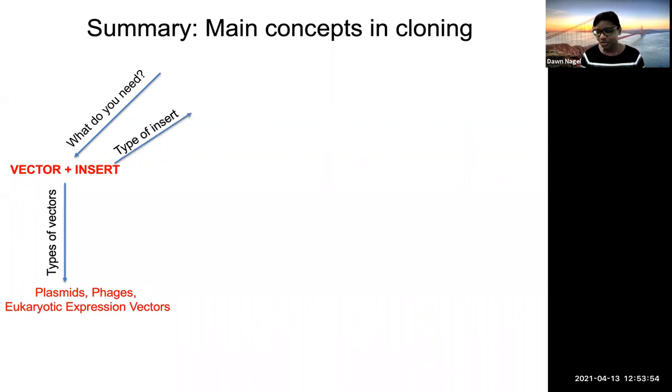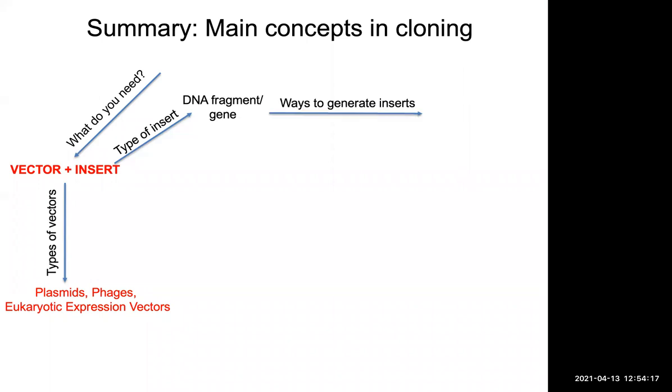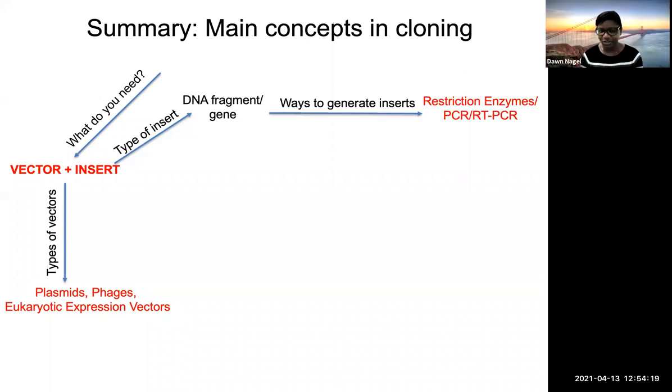What types of inserts can you have? This can vary depending on what you're interested in. Maybe you want to clone a DNA fragment, maybe you want to clone a gene. It depends on the question that's being asked. How might you generate these inserts? PCR. Exactly. You can generate these inserts by PCR, you can use restriction enzymes where you digest and fragment your DNA, or you can do RT-PCR, so you're looking at a gene that's expressed.